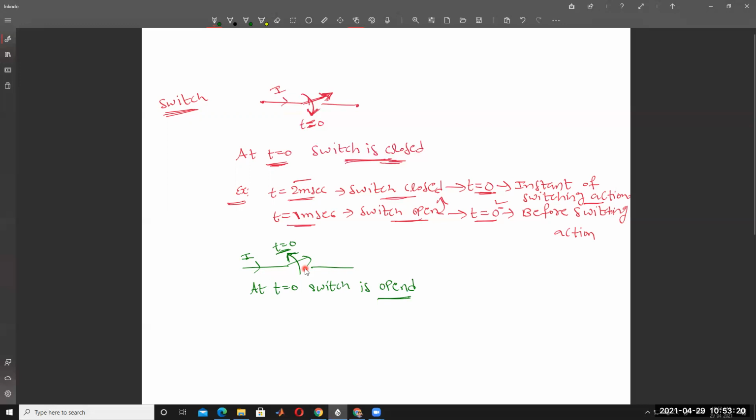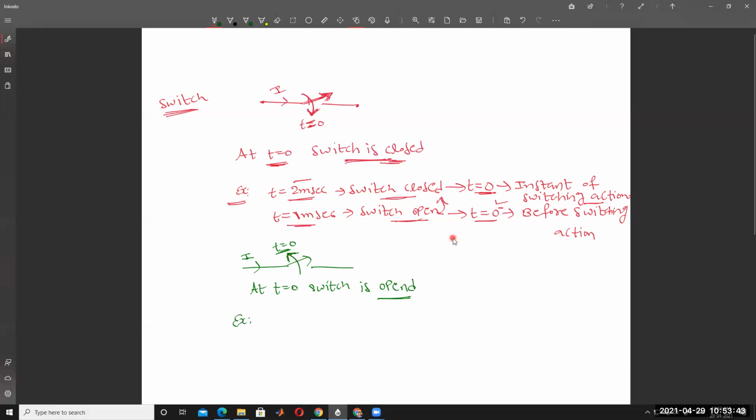If the switch is closed, then only it's possible to open. Am I right? So that means at t is equal to 0, for this case, the switch is acting as an open circuit.